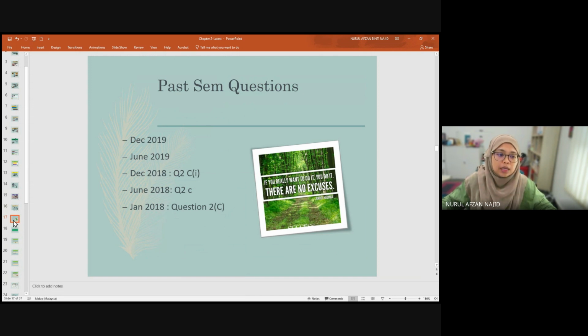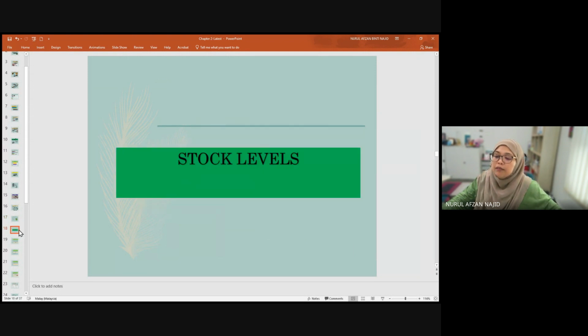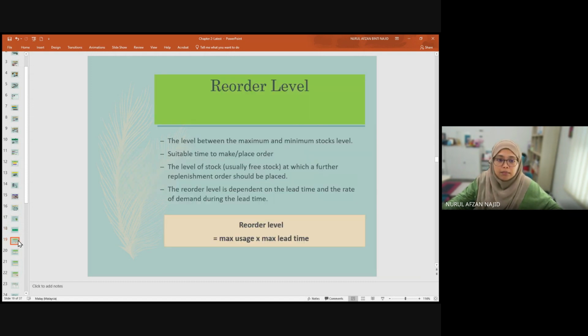So kita hold dulu. Saya nak terus masuk kepada subtopik yang stock level tu. Sebab stock level sekejap je. Okay, stock level sekejap je. Then kita pergi kepada past semester question. Alright. Stock level. Okay, stock level ni apa? Stock level ni adalah calculation yang kita perlu buat untuk determine ataupun untuk mengurangkan risiko overstocking or understocking. So you kena kira minimum, reorder, minimum, maximum and average level.